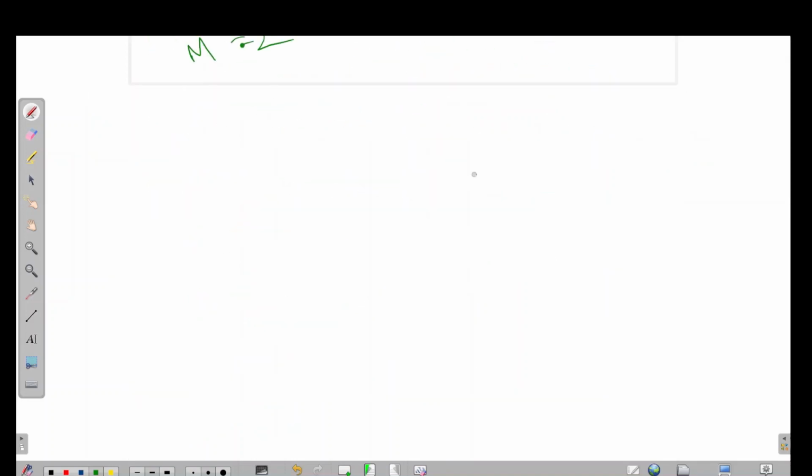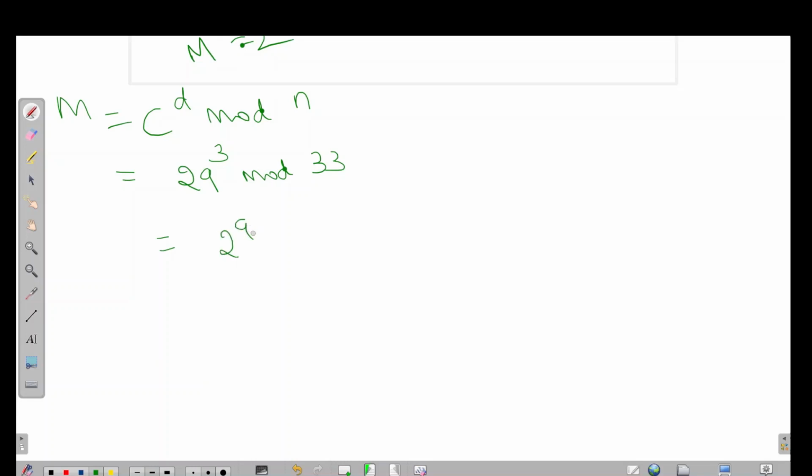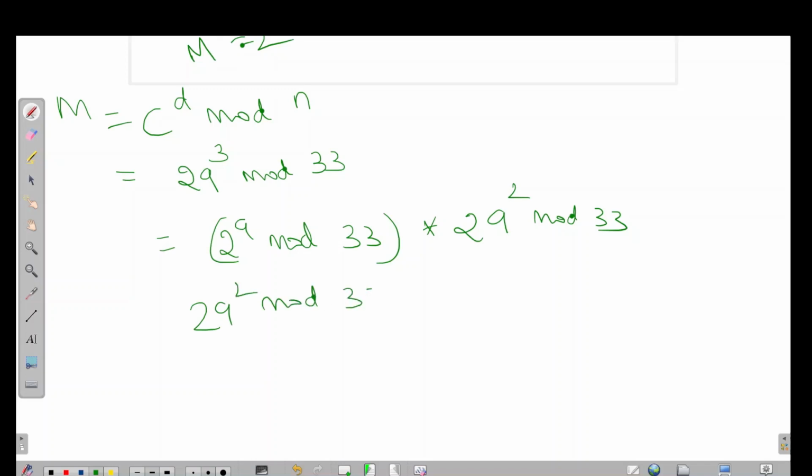Now let us see how to decrypt and find whether we get back the message. We know that M equal to C power D mod N. So we got C as 29 and D as 3, so we need 29 power 3 mod 33. I can write this as 29 power 1 into 29 square mod 33. So 29 mod 33 is 29. For 29 square mod 33, 29 square is 841, and 841 mod 33 is equal to 16.